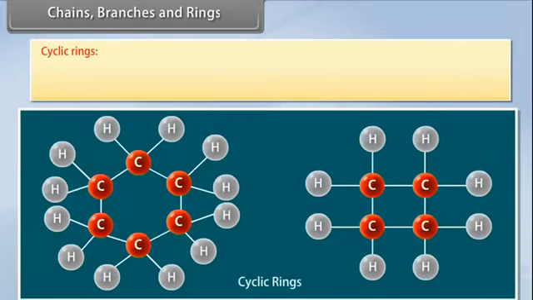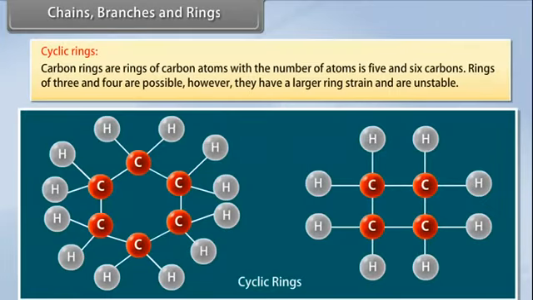Cyclic rings. Carbon rings are rings of carbon atoms. The number of atoms to form a ring is 5 and 6 carbons. Rings of 3 and 4 are possible.